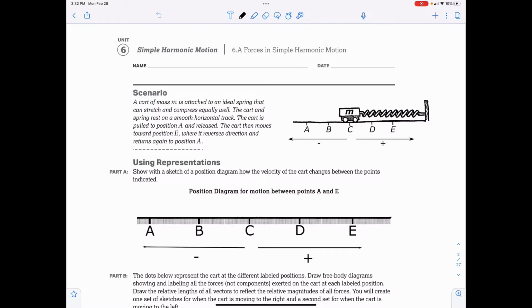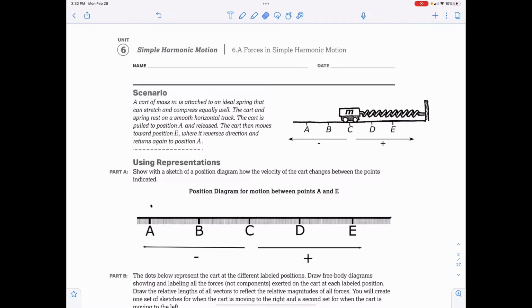Using representations. Part A. Show with a sketch a position diagram of how velocity of the cart changes between the points indicated. Okay, so point C represents that equilibrium position. And so what would we expect to see? We would expect to see dots very much spaced out between, we pull it all the way to A. Okay, so I'll start with A.